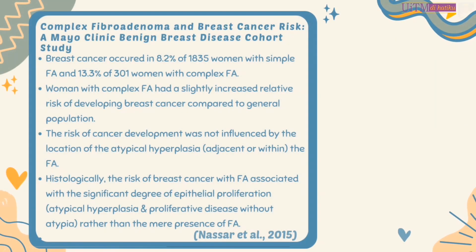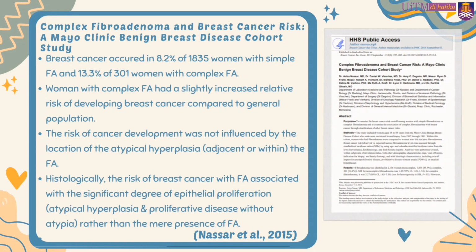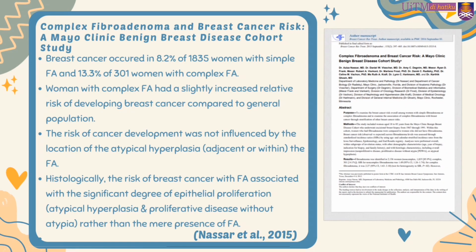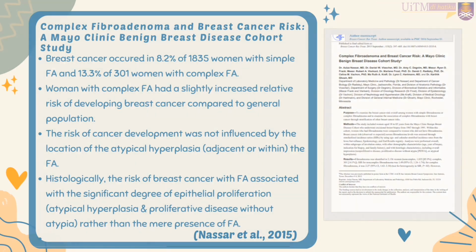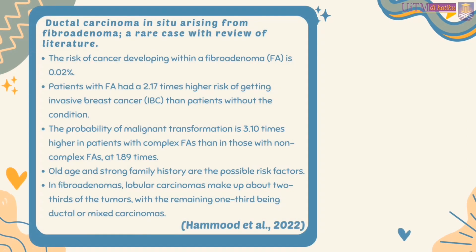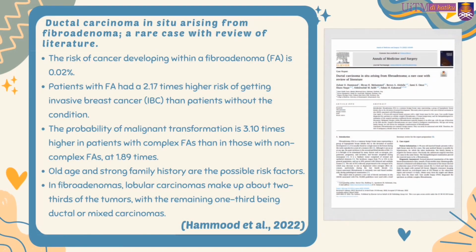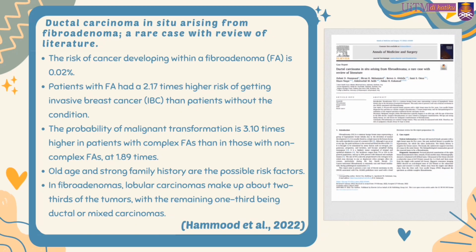The third article study shows that breast cancer occurs in 8.2% of 1,835 women with simple fibroadenoma and 13.3% of women with complex fibroadenoma. The risk is not influenced by the location of atypical hyperplasia, whether it is adjacent or within the fibroadenoma. According to Hamoud 2022, ductal carcinoma in situ arising from fibroadenoma, the risk of cancer developing within a fibroadenoma is 0.02%. Patients with fibroadenoma had a 2.17 times higher risk of getting invasive breast cancer than patients without the condition.